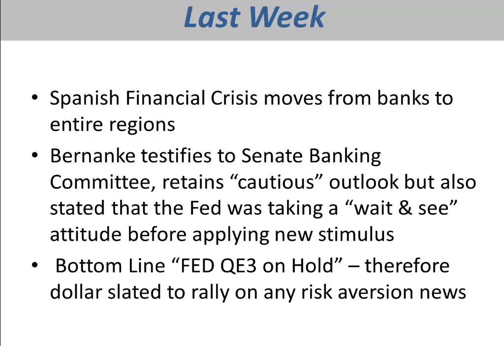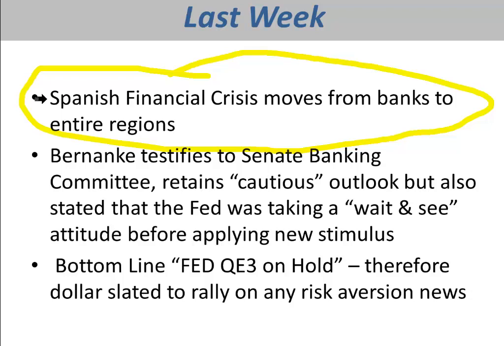Where did we see that negative news occur? It occurred later in the week when the Spanish financial crisis moved back into the headlines again, as not just a bank was asking for money, but an entire region was collapsing and needed money. As a result, we saw the euro collapsing towards the end of the week. Spanish stock markets were down about 5% on Friday, and that has led us to the beginning of this week, where we have that risk aversion dollar, which has led to a dollar rally to begin the week.